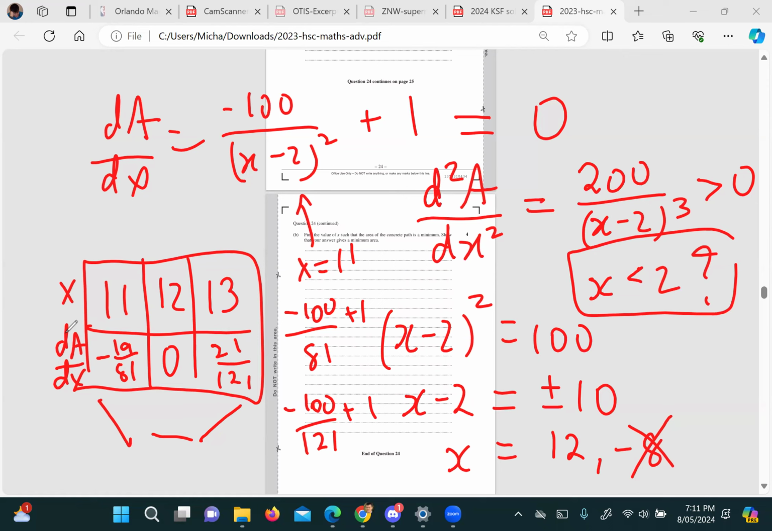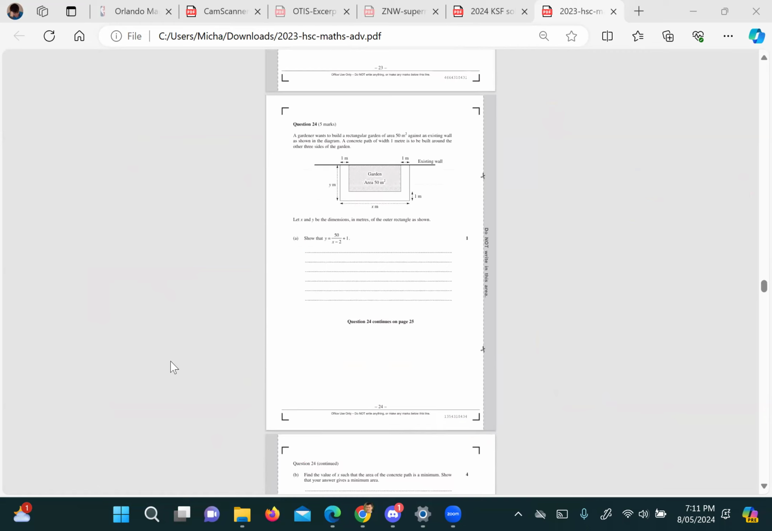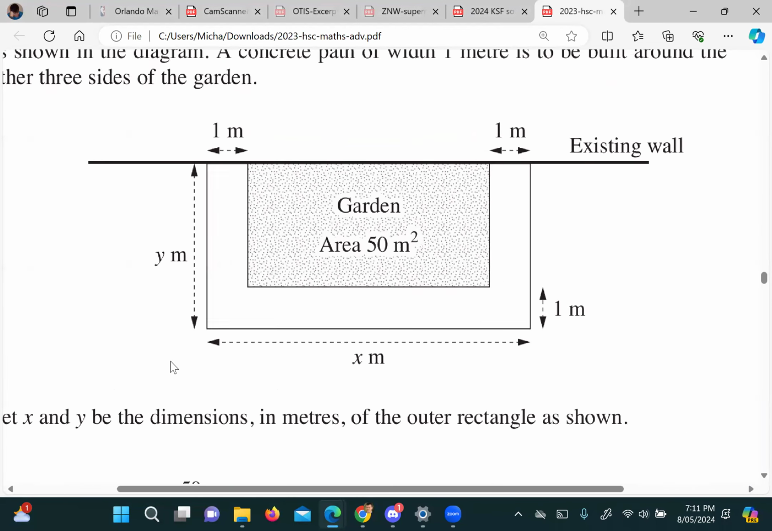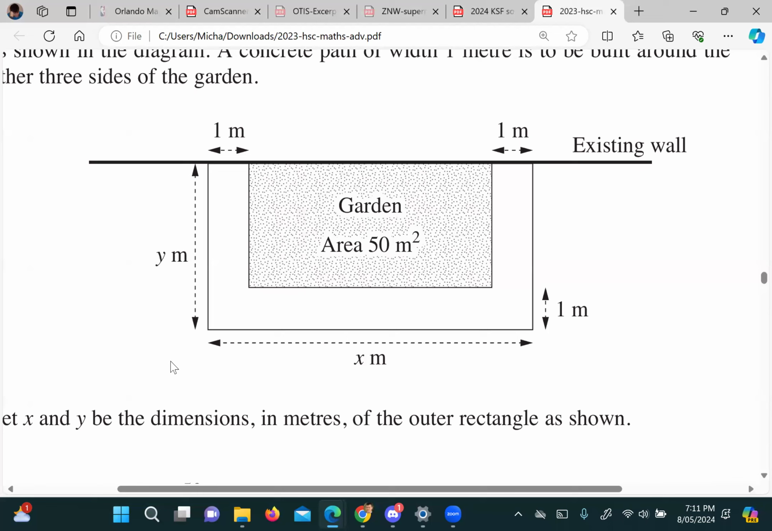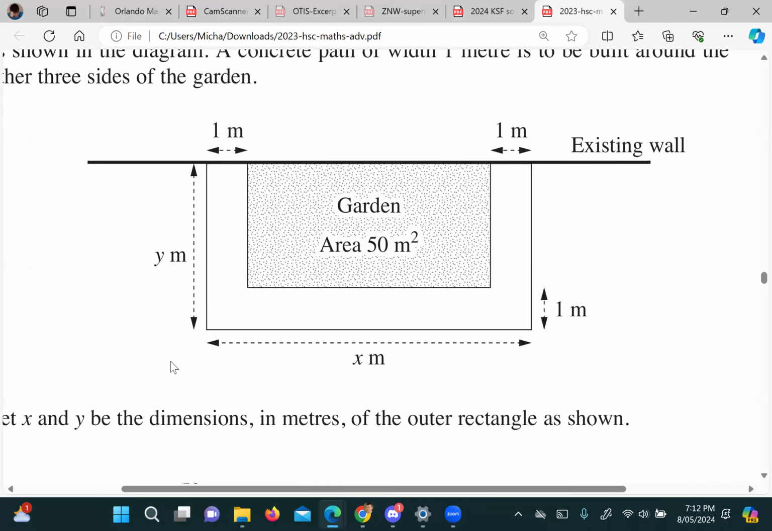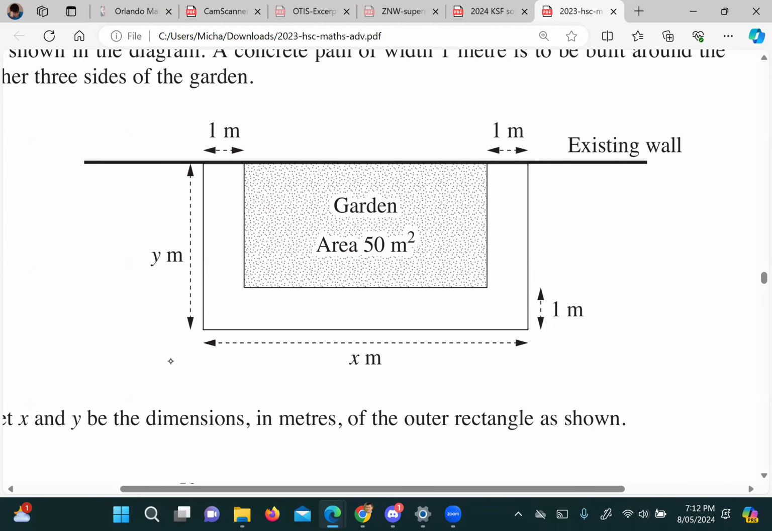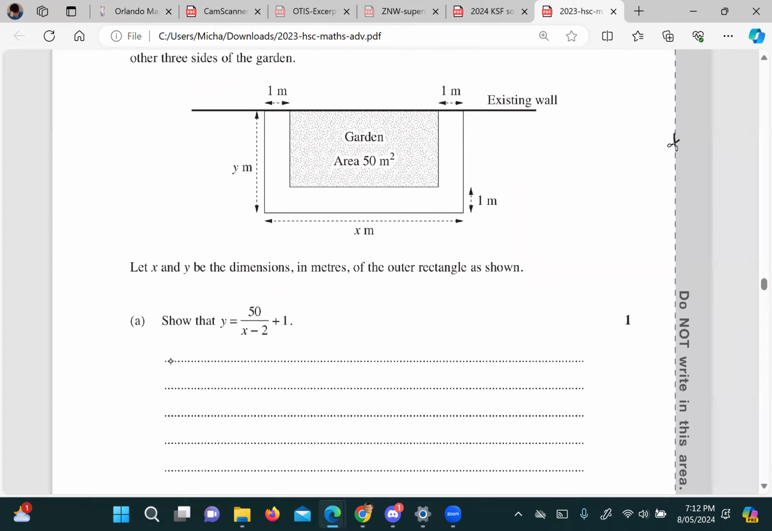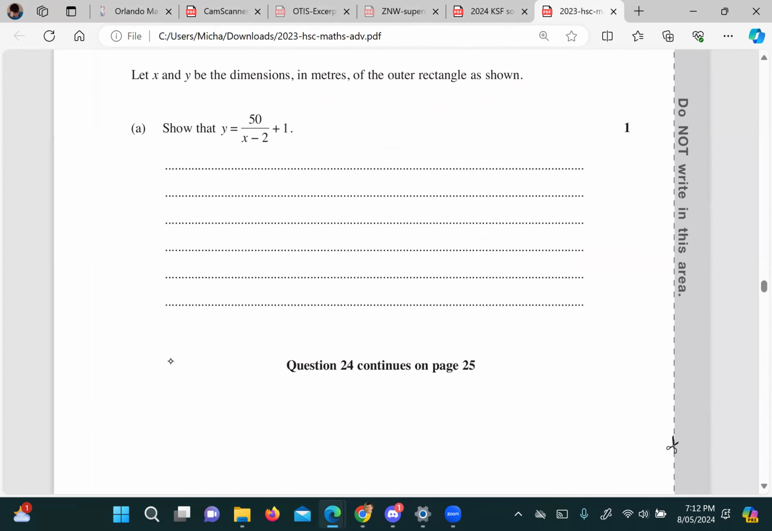Yeah. So if we look at the original question, the path, if x is less than 2, then there's no garden, right? Yeah. Because x minus 2 has got to be the length of the garden. If x is less than 2, the garden's got negative length, and that can't be possible. Okay, so then the second derivative is always positive, yeah? Yeah. Okay, good.